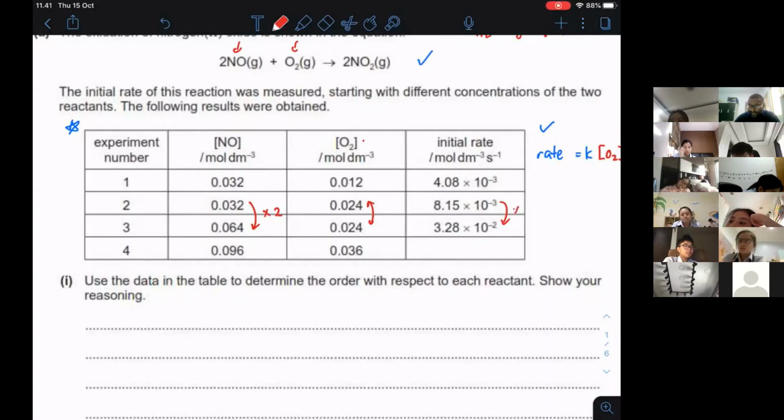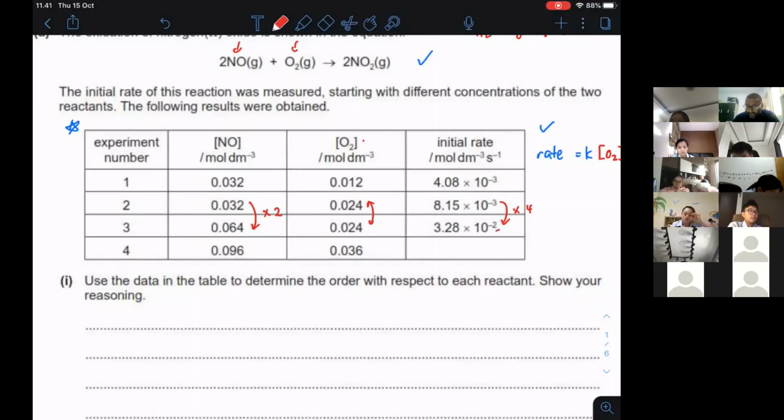But I think it's times by 4 because 8 times 4 is going to be 32. And then I can see roughly it's 10 negative 2, which means it's times by 4. So this one is going to be, when you times 2, then it's actually something similar to 2 to the power of 2. Okay, so this is going to tell us that this is going to be second order.